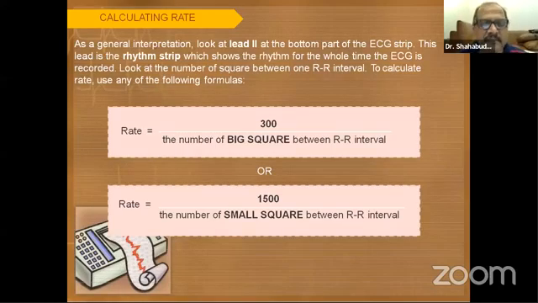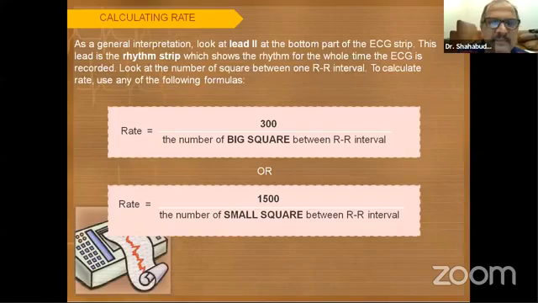If we count the big squares between the RR, which was 4 in the previous example, and divide 300 by it, we get the equal result, and a very quick result. How can it be determined, that is 300 or 1500? If you look at the paper speed, it is 25 millimeters per second, and in 1 second it moves about 1500 small squares in a minute. If we count the small squares between the RR interval, we divide 1500 by it. And if I count the big squares between the RR, we divide 300 by that number, and that will calculate the rate also.